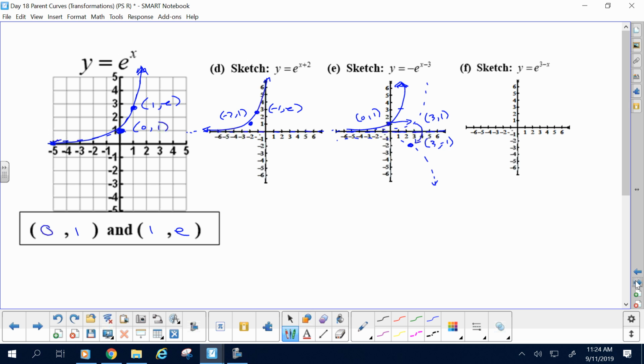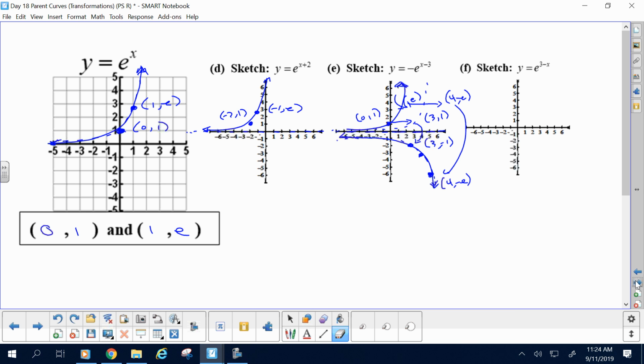What's the other point then? It was 1, e, right? When you moved it 3 over, what did it become? 4, e. And then when you reflected it down, what did it become? 4, negative e. I obviously drew that really badly, because 4, negative e would be about 2.7 down. My graph is kind of off, my points are not really good. You follow? Okay.